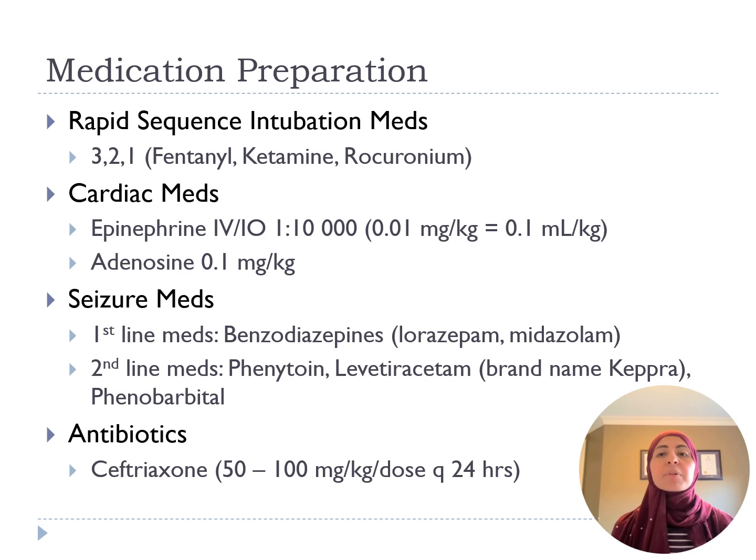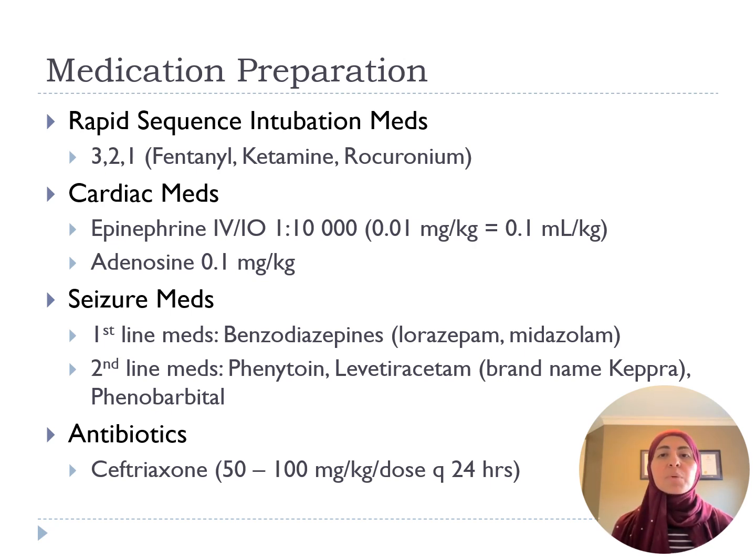Cardiac meds should be available in case of need, and the most commonly used of these medications is epinephrine, which is used in its 1 in 10,000 IV formulation at a dose of 0.01 milligrams per kilogram or 0.1 milliliters per kilogram. Adenosine is another cardiac med that's used in the treatment of SVT or supraventricular tachycardia.